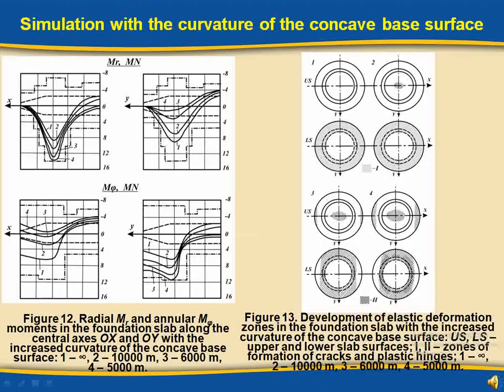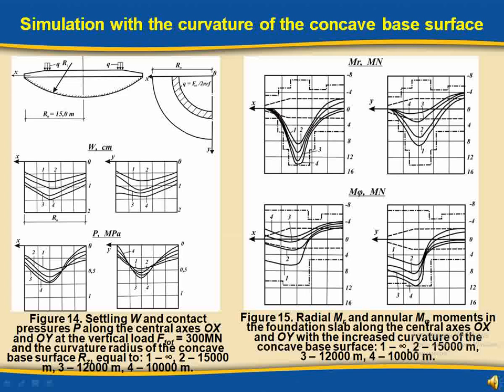The following values of the conventional curvature radii of the concave base surface Rz are simulated: 10,000 m, 6,000 m, 5,000 m at load F1, and 15,000 m, 12,000 m, 10,000 m at load F2. Reduced characteristics of the deformed base are determined accordingly.